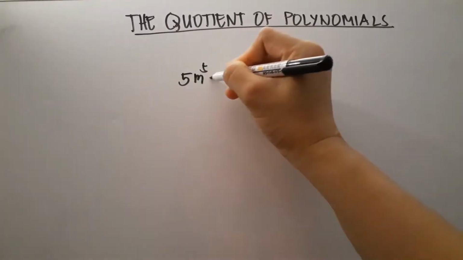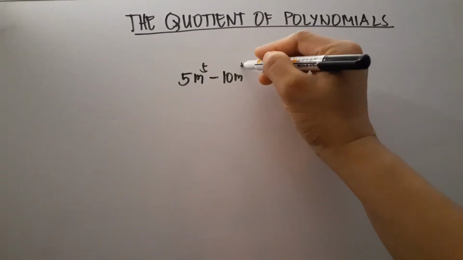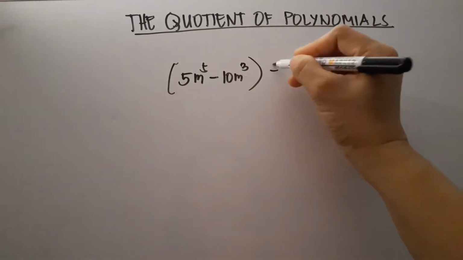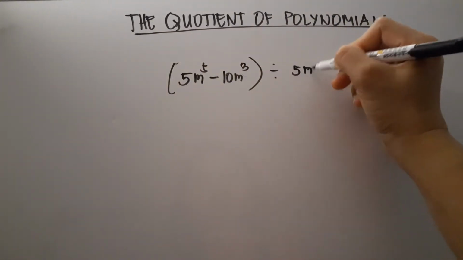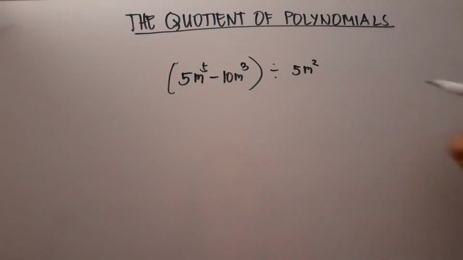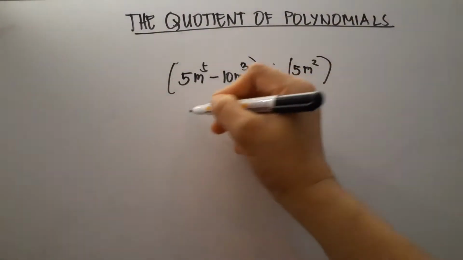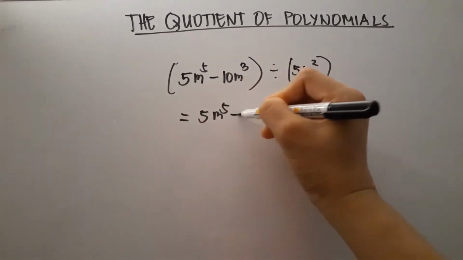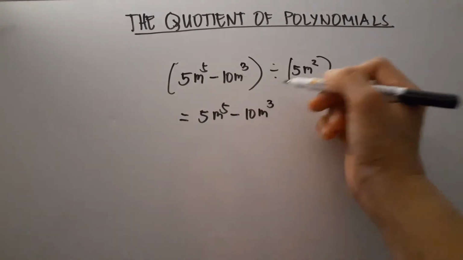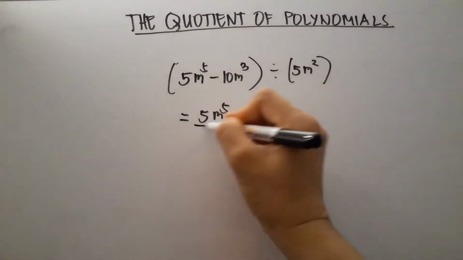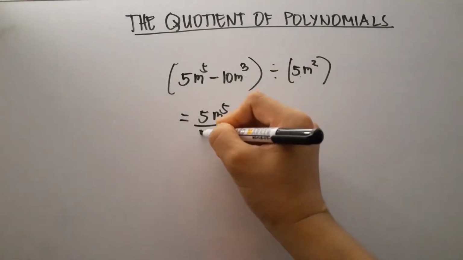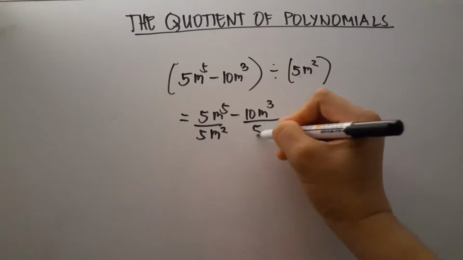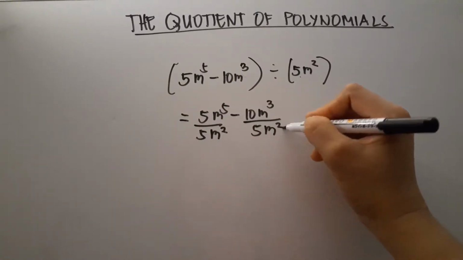And we have (5m to the 5th minus 10m cubed) over 5m squared. Use the rule above with plus replaced by minus. Then use the quotient rule for exponents. So (5m to the 5th minus 10m cubed) over 5m squared. We can divide each term by the monomial, which is 5m squared.